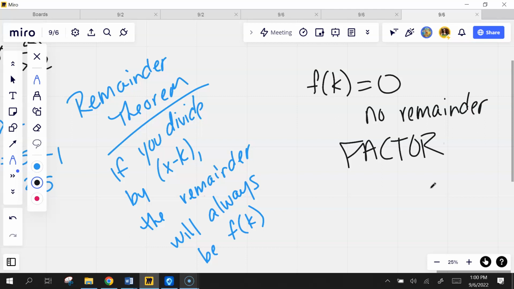Also, if this gives me a factor, then that also tells me one more thing about k. What is it?